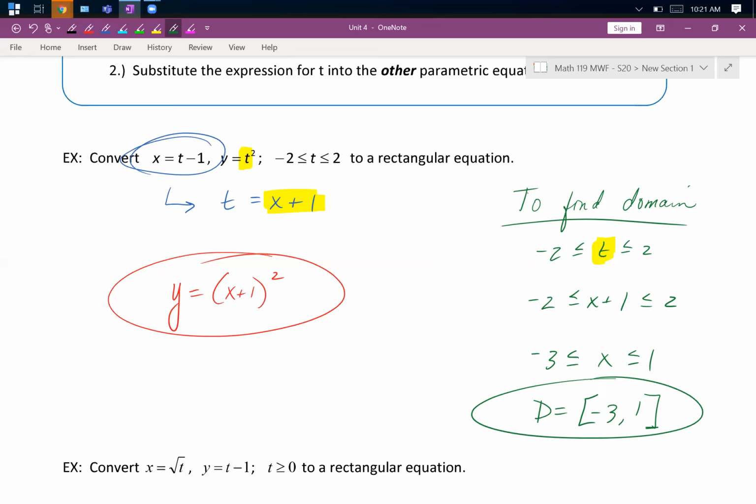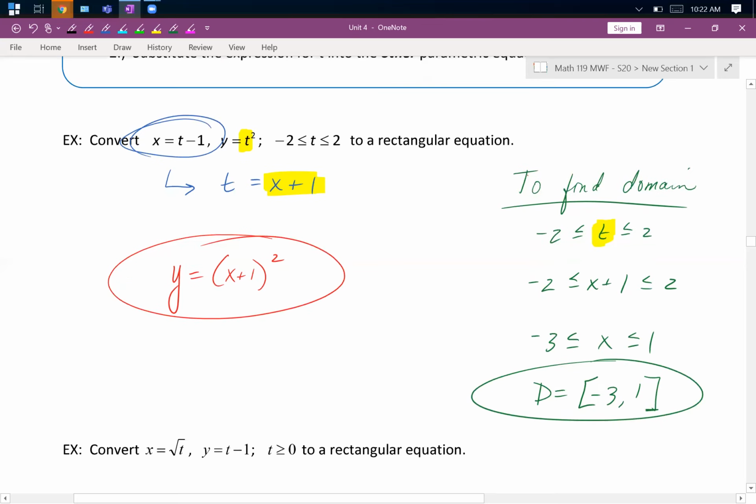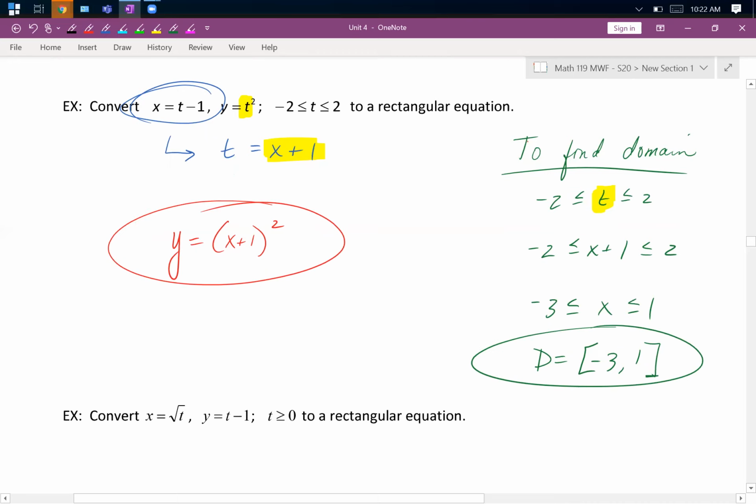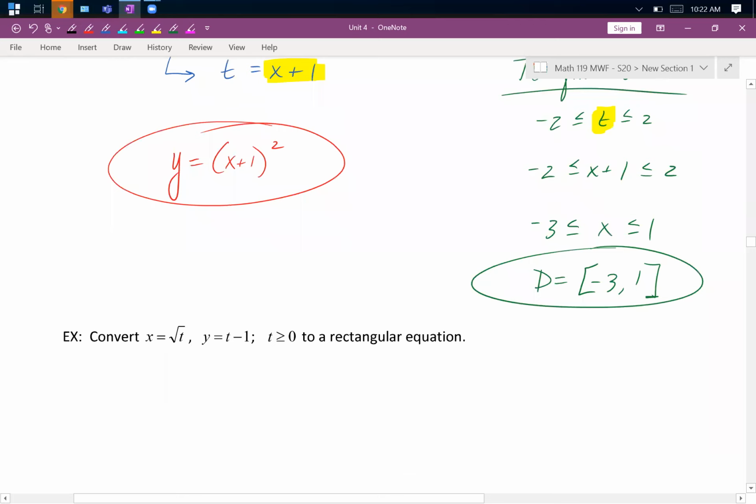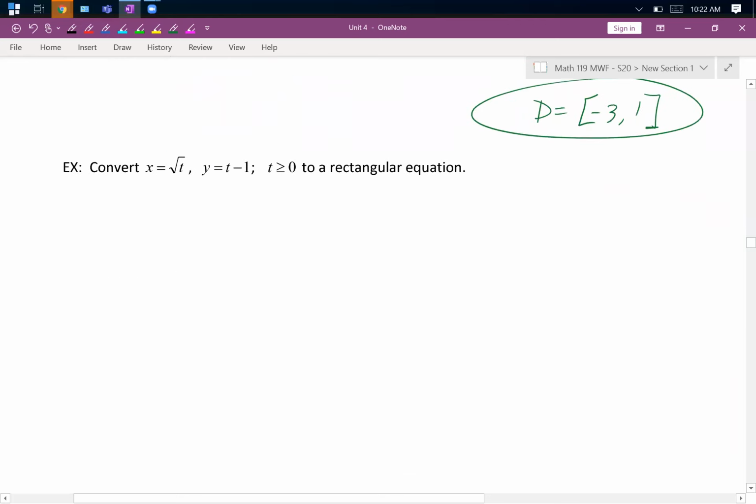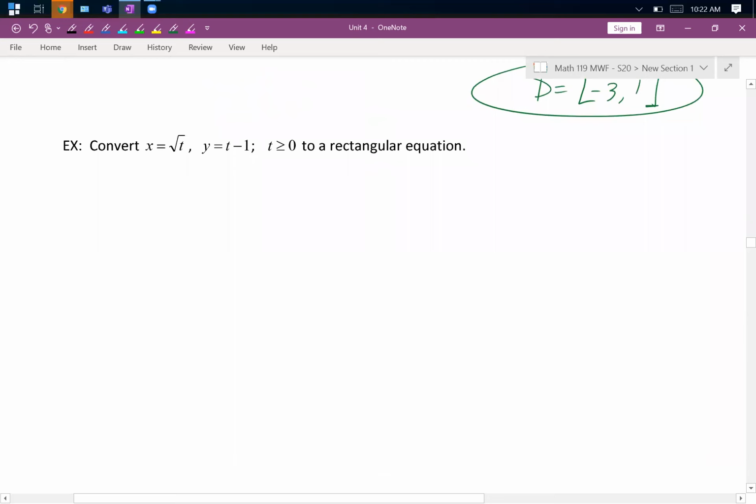Questions, anybody? Okay, let's convert x equals the square root of t and y equals t minus 1, where t is greater than or equal to 0. Let's convert that into rectangular.